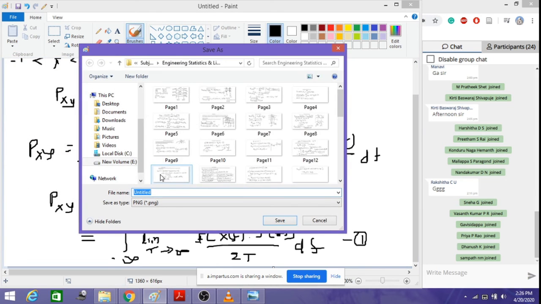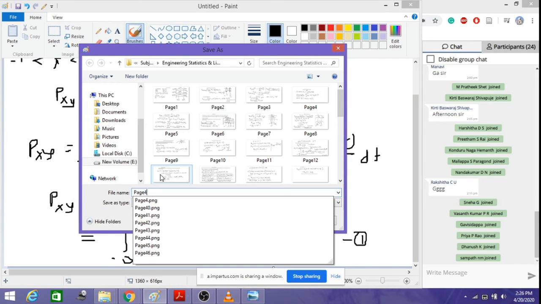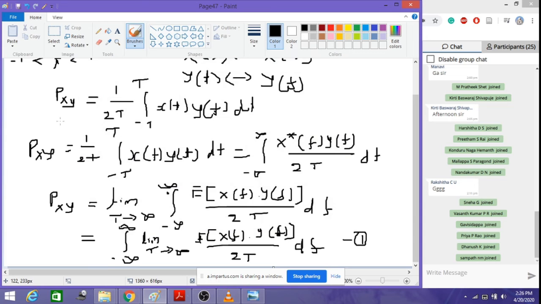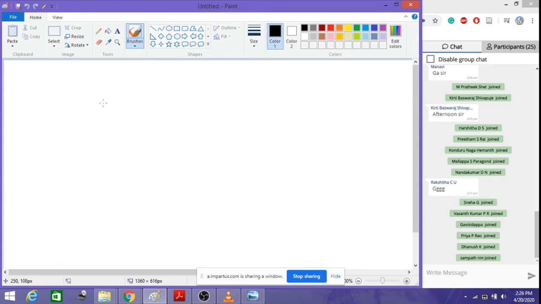Let's save this page. So if we take the cross-spectral equation in terms of time domain, then it is Pxy is equal to an integral of minus infinity to plus infinity, that is Sxy of f into df. I call this equation number 2.